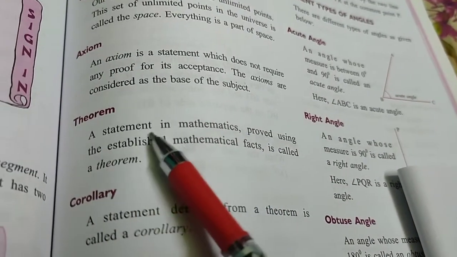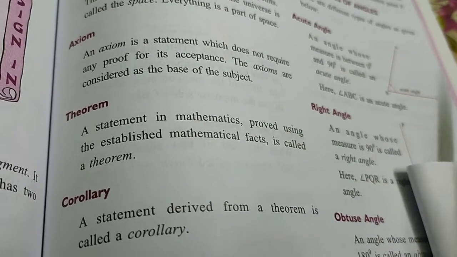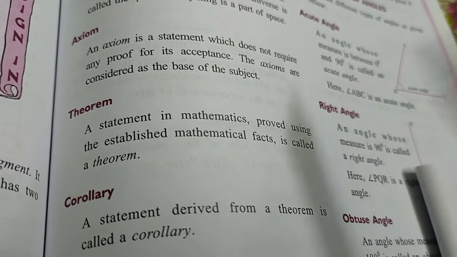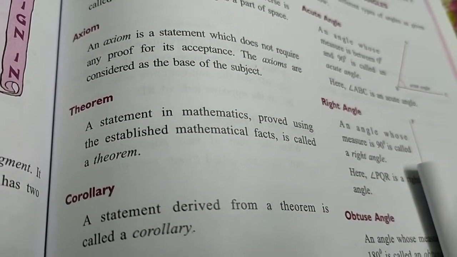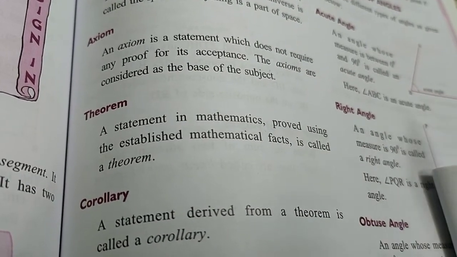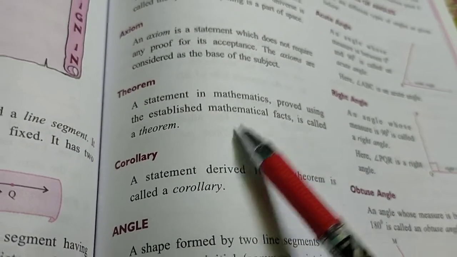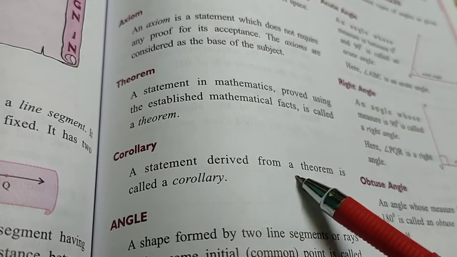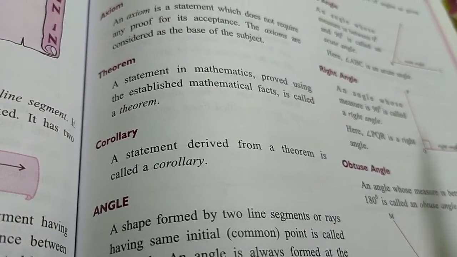Now what is a theorem? A statement in mathematics proved using established mathematical facts is called a theorem. Say a mathematical theorem is given to you, but it can only be a theorem when it is proved mathematically with facts and figures. Then only can we say that it is a theorem. We need certain proof for that, mathematical proof. Now what is a corollary? A statement derived from a theorem is called a corollary. This is all you write down in your copy.